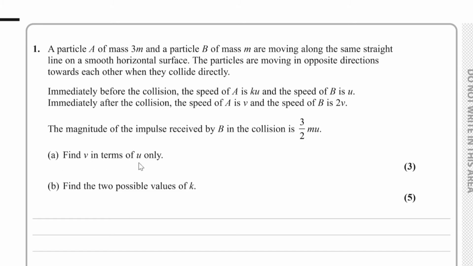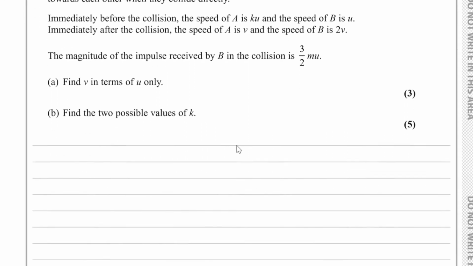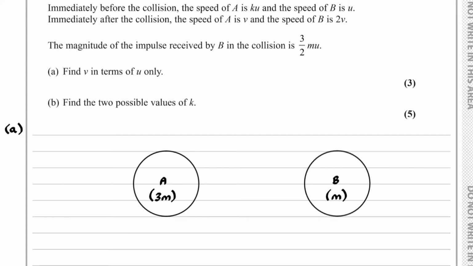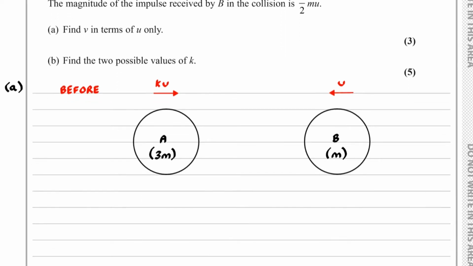For part A, we have to find v in terms of u only. Well, in this question, it would help if we draw a diagram. So for part A, we've got particle A with mass 3m and particle B with mass m. Before the collision, the speed of A is ku and the speed of B is u. Notice they are moving towards each other. Now after the collision, A has a speed of v and B has a speed of 2v.